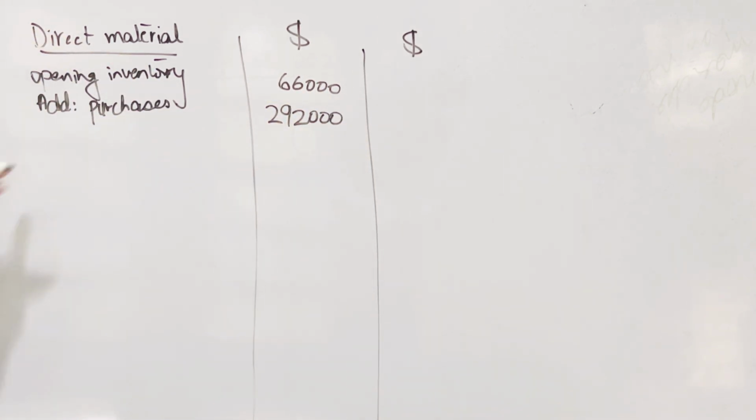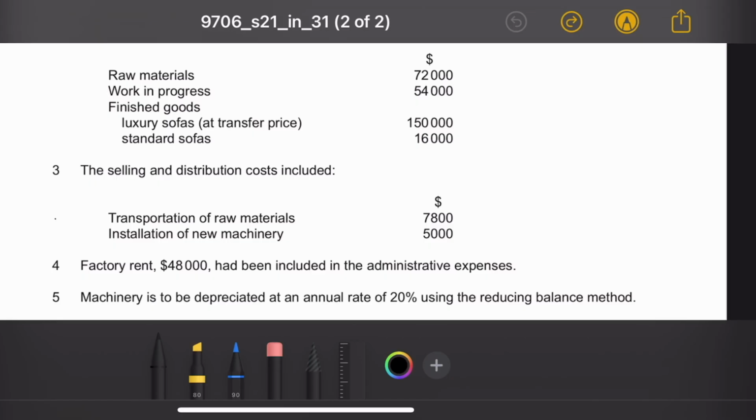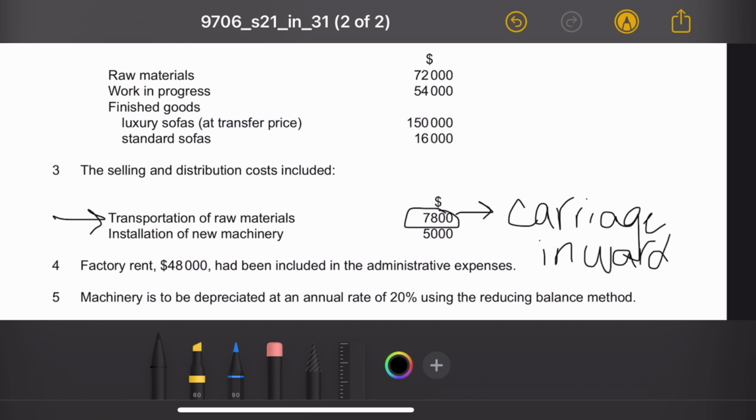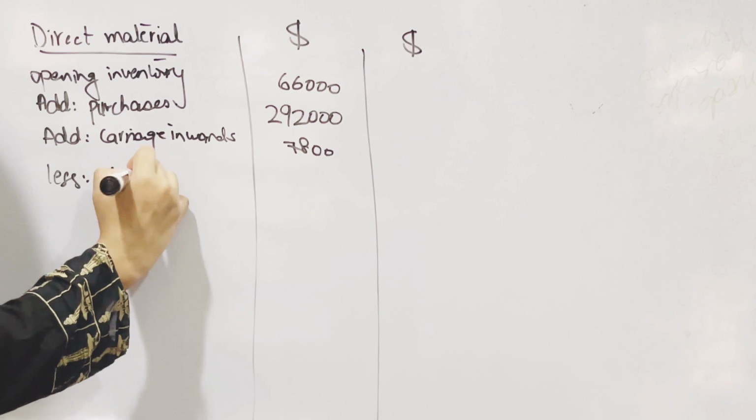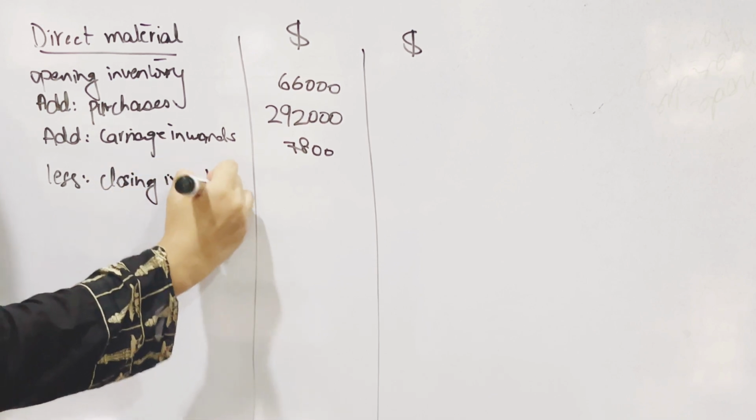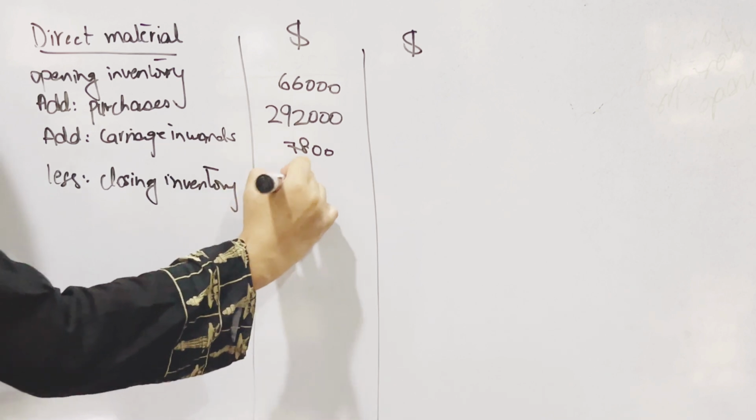According to the format, we also add carriage inwards and less return outwards, not in this case but in the income statement. So we're going to add carriage inwards, and if you look into the information, carriage inwards will be recorded here. This is a very important thing in manufacturing accounts, so don't forget this. It is 7,800. After you're done with this, you're supposed to subtract the closing inventory of raw materials, which is 72,000.